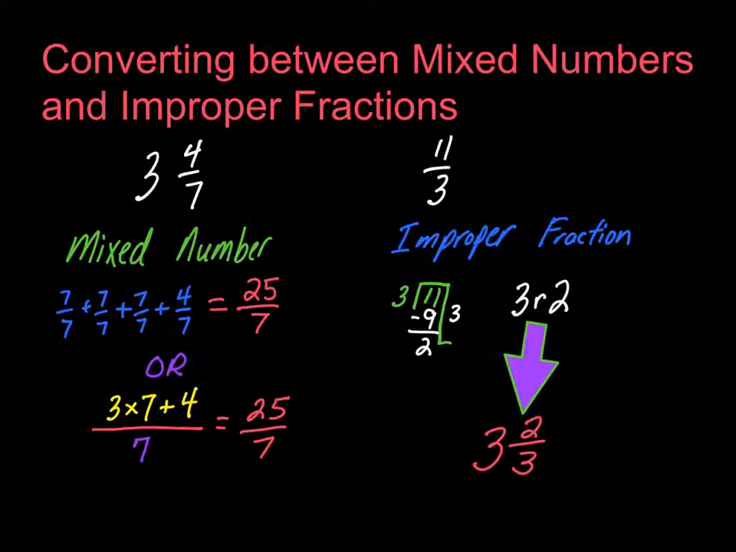There's a little bit quicker way to do that, and that is by taking the 7 and the 3, multiplying them, and then adding the 4. Again, we get the 25 over 7.